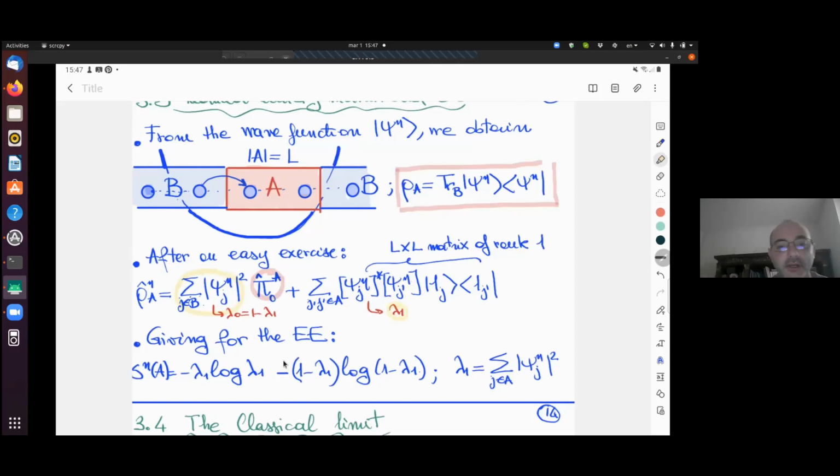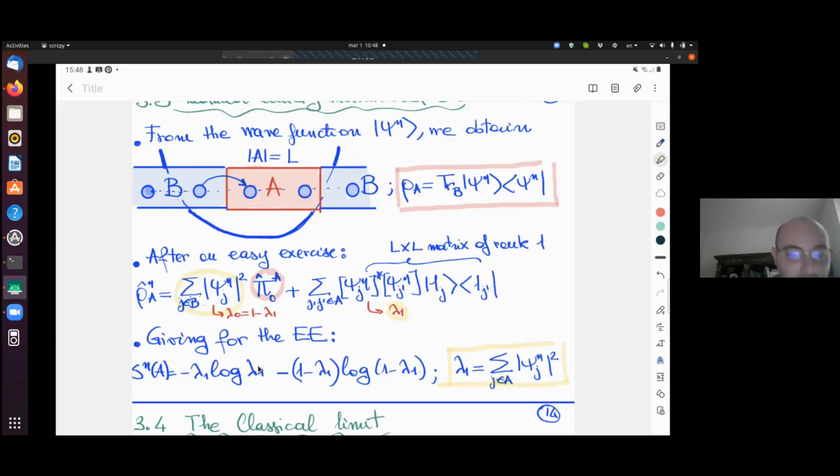So we can calculate the entanglement entropy of the single particle state. It is a pure state. We can calculate its entanglement entropy relative to region A, and it will be minus lambda 1 log lambda 1, where lambda 1 is essentially, as you can see here, the probability to find the quantum particle within A, because here we sum over J belonging to A the modulus square.